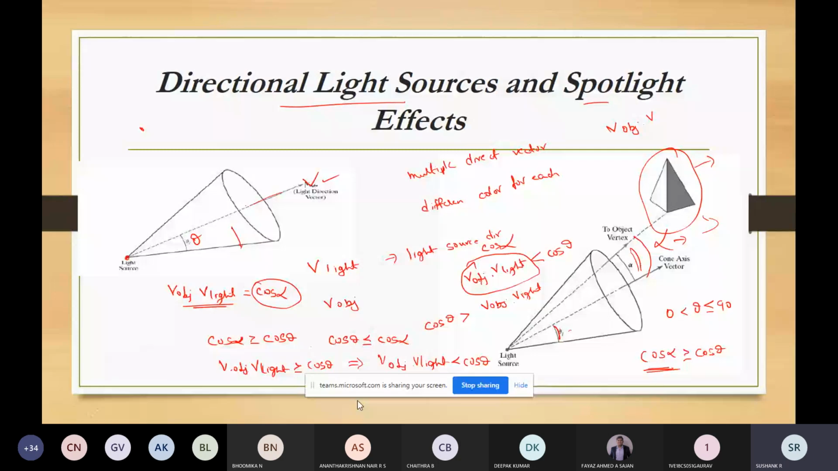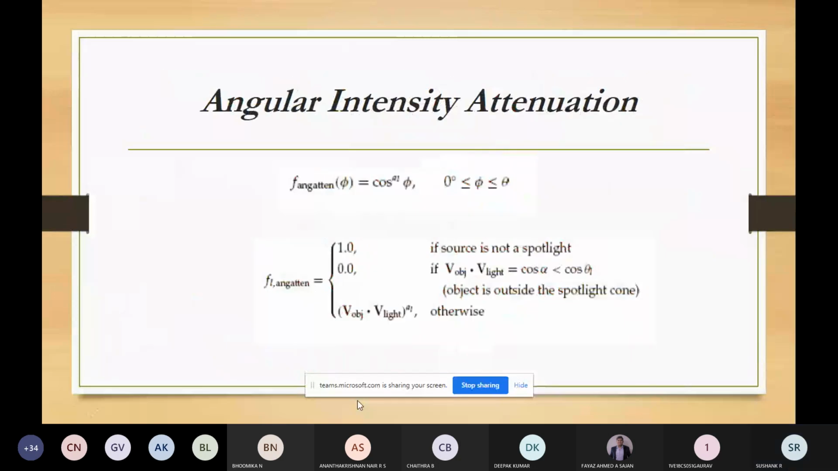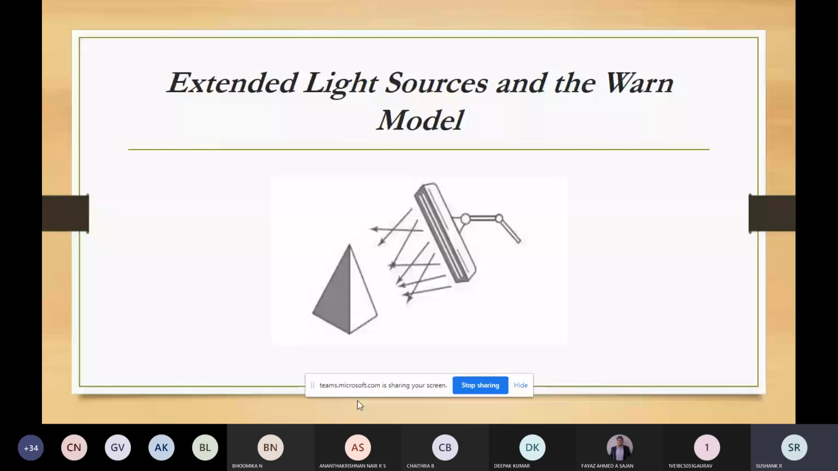So this is regarding the directional light sources. Here we are talking about the angular intensity attenuation, which I will explain in the next class, in the fourth hour. After that, we'll talk about the extended light source model and the Phong model, then the color models and the properties of light. I'll stop the class now. The remaining we can continue in the next classes.